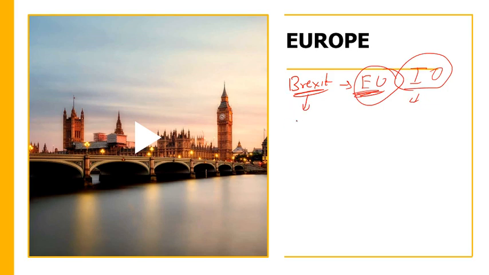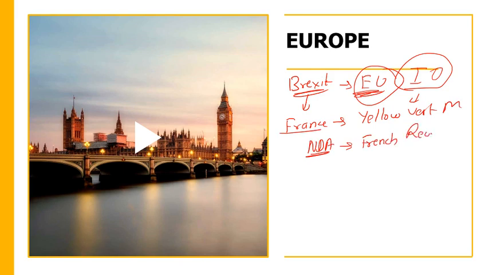Going to the next, you should know what is happening in France. In France there was a movement called the yellow vest movement. Suppose you are a candidate preparing for the NDA examination, you should know what is meant by the French Revolution, what happens in the three estates, estate number 1, estate number 2, and estate number 3, and what happens with the tennis court and all those things.